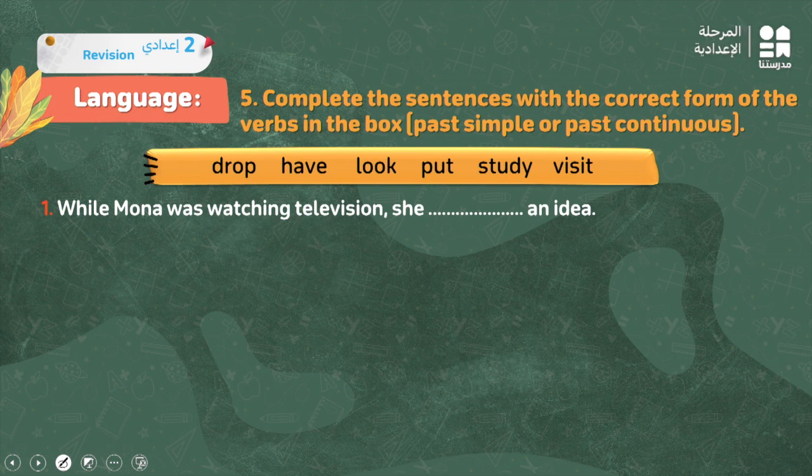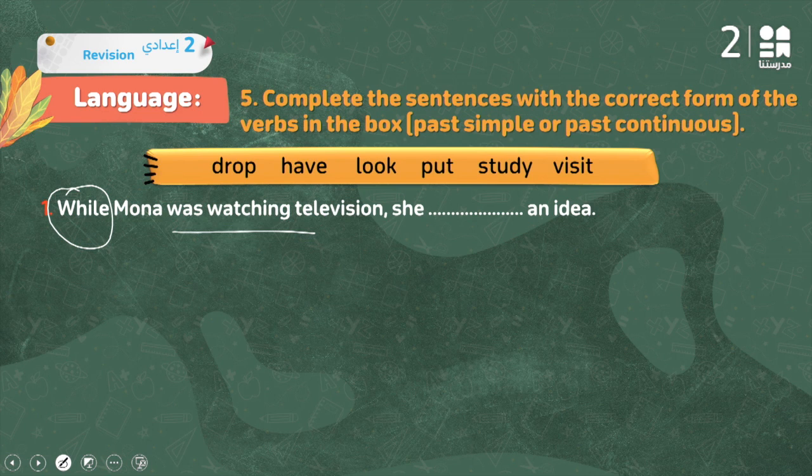Well, how can I differentiate? According to the keywords, if I have while, it should be followed by past continuous, was or were plus ing. If I have when, it should be followed by past simple, ed or the irregular form of the verb. So here I have while Mona, here I have a keyword, while Mona was watching television. So I already mentioned the long action. So here comes the turn for the short action.